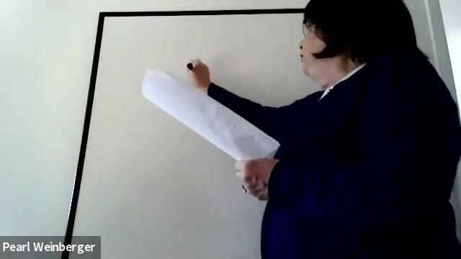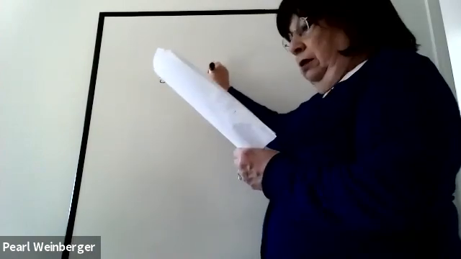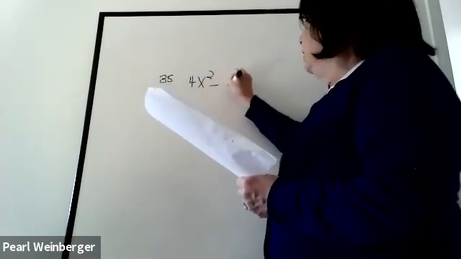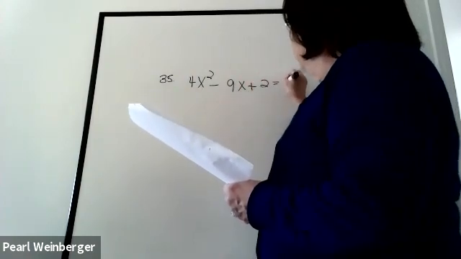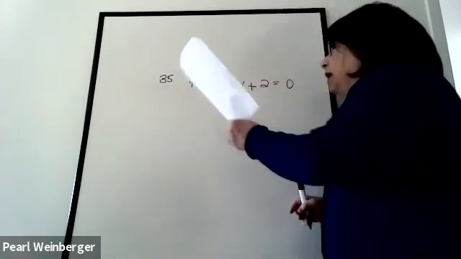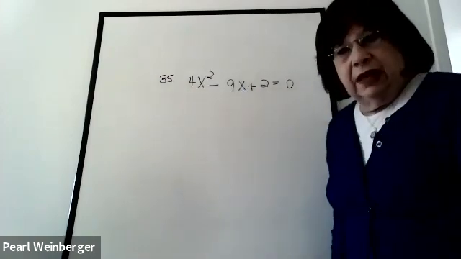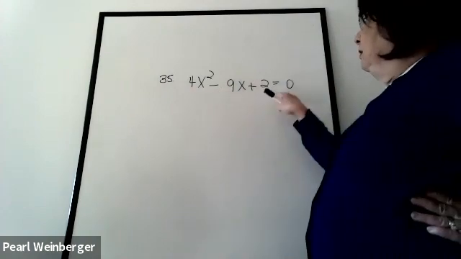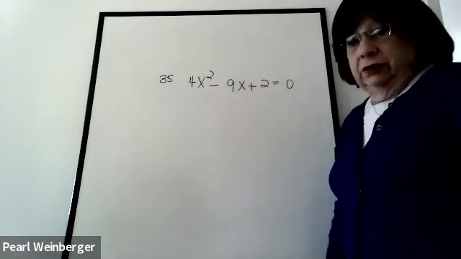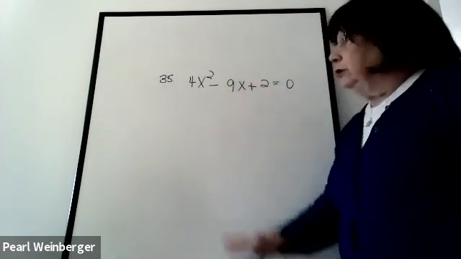Where it says we have 4x squared minus 9x plus 2 equals 0. Again, we see this is a quadratic equation because it has an x squared in it. And we know it has to be equal to 0, but it already is. So our next step is to factor.